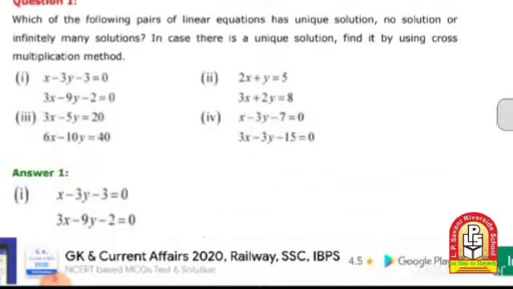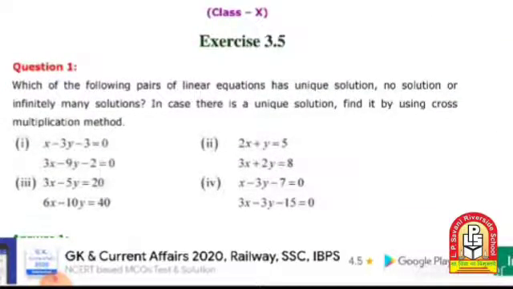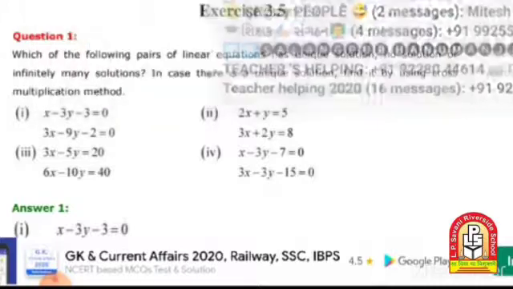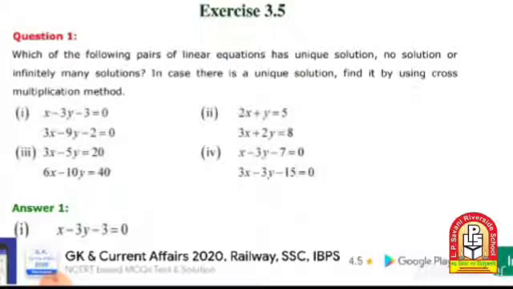Then after exercise 3.5, in this exercise we are going to use the cross multiplication method. So what is the cross multiplication method? This is our fourth method. First method is graphical method, second method is substitution method, third method is subtraction method, and this is our fourth method, that is cross multiplication method. By using these four methods you can solve any kind of linear equation in two variables.